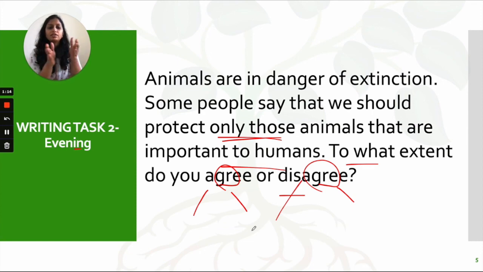But I feel that it's easier to disagree with this idea because animals being food is not limited to a certain class. So any kind of animal is literally food to humans, right? So you think about it, you think about how you want to defend your idea and how you want to elaborate it. But make sure you pick one line of thought here.